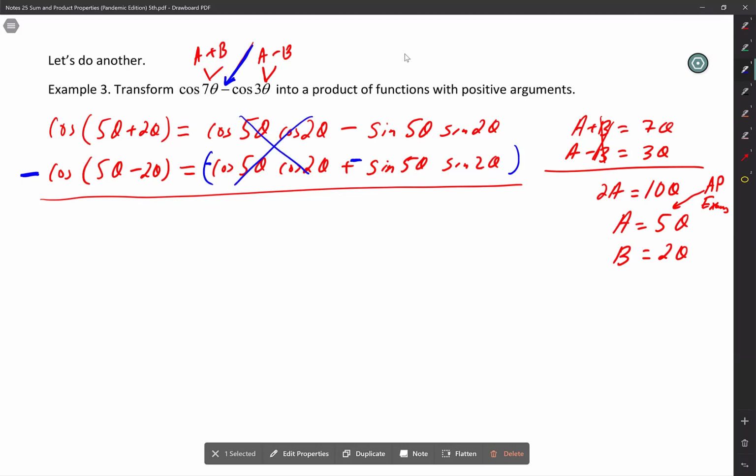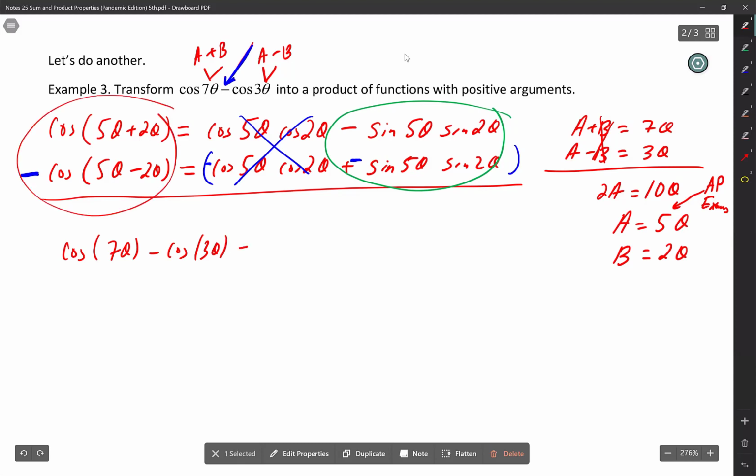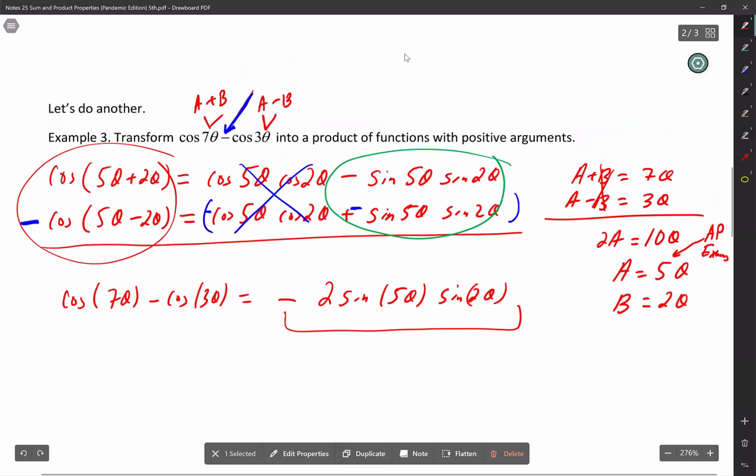And these add up, these in green. So what am I trying to say? I'm trying to say that cosine 7 theta minus cosine 3 theta, which is what this is, equals negative 2 sine 5 theta, sine 2 theta. Done. Now this one you can do a lot faster. I'll wait for you guys to catch up.